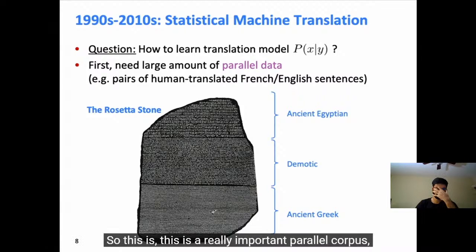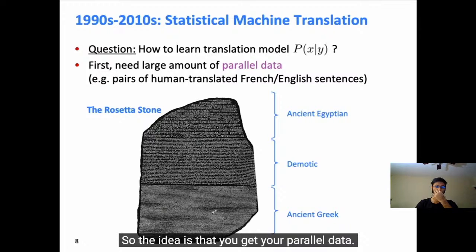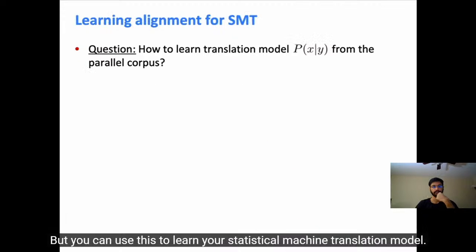So this is a really important parallel corpus. And if you're ever in London, you can go to the British Museum and see this in person. So the idea is that you get your parallel data. Obviously, you need a larger amount than's on the stone, and hopefully it shouldn't be written on a stone either. But you can use this to learn your statistical machine translation model.